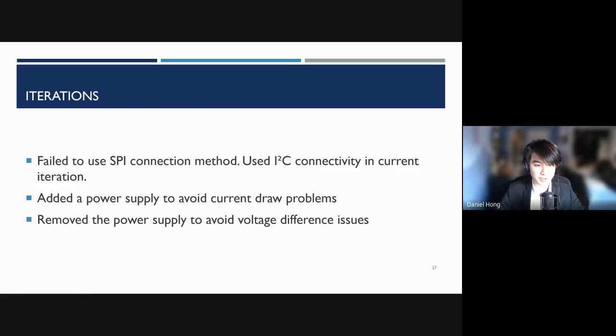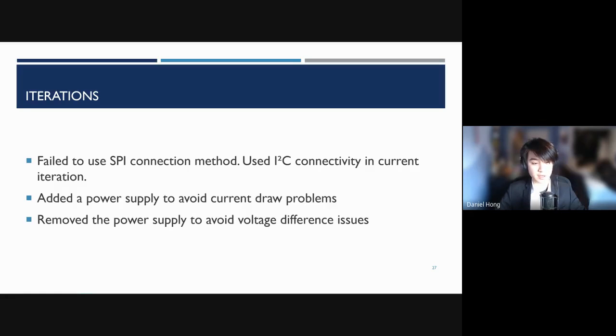So we went through a few iterations while in the process of creating this project. The first one on the software side, when trying to use the NFC module with the Raspberry Pi, we failed to use the SPI connection method. This was due to the lack of a library and database online. When trying to look for it, the web page was missing. So instead, we used the I2C connectivity in the current iteration, and it poses no difference for us.